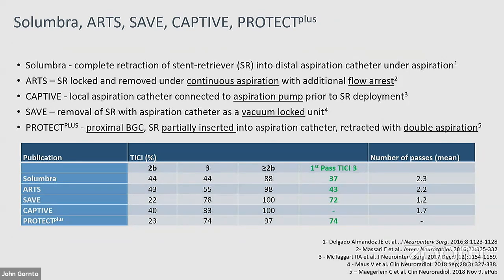But what we see here is with the Solumbra technique, I didn't do a proper meta-analysis here, just to give an impression, that we have first pass TICI-3 with the Protect Plus technique I just explained, 74%. It's a super high rate. It's very encouraging, and it's very similar to the SAFE technique. And ARTS and Solumbra are a little bit behind. Captive, I didn't find this rate, but probably it's also super good.